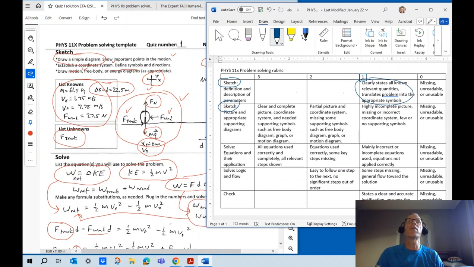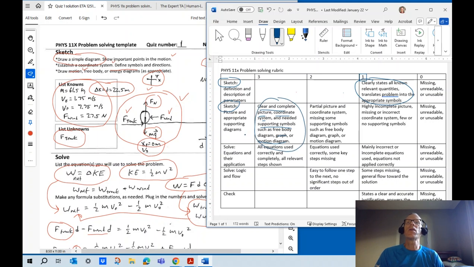And now the sketch, the picture, for 3 points: clear and complete picture, coordinate system, and any appropriate supporting symbols such as free body diagram. So I said we didn't really need motion diagram or energy diagrams, anything like that. So we have a clear and complete picture. We've got a coordinate system, and we've got all the symbols. So that's definitely 3 points.